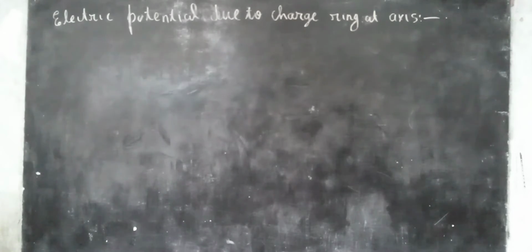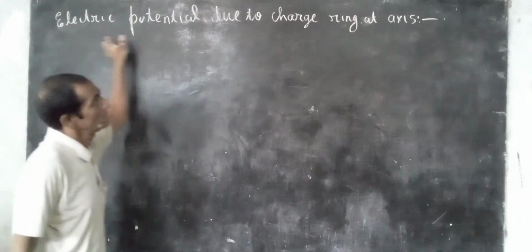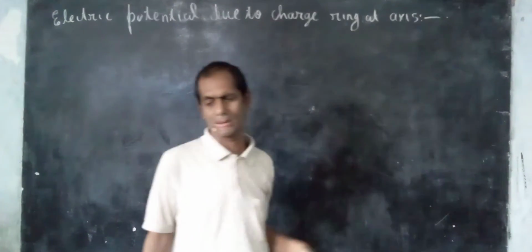Today we study electric potential due to a charge ring at a point located on the axis of the ring.